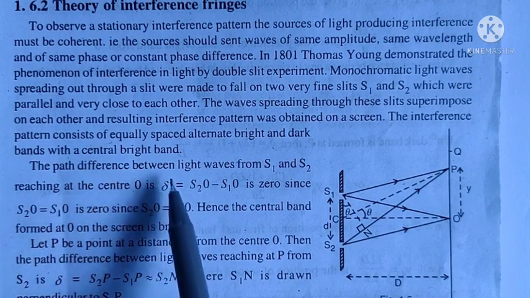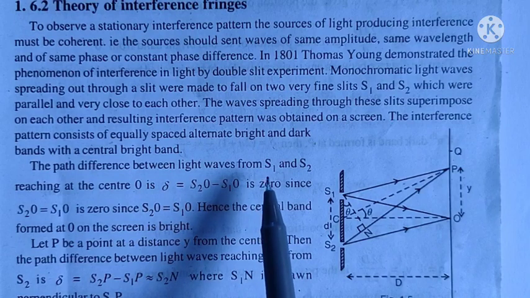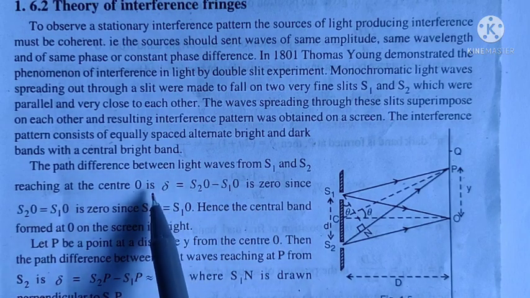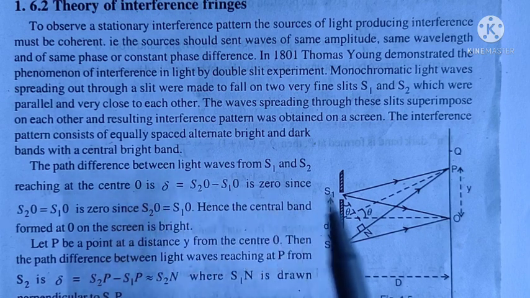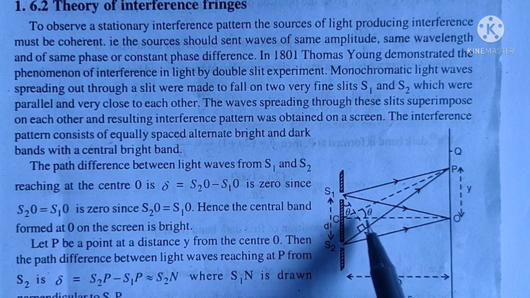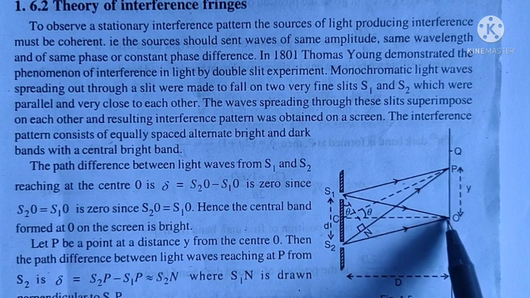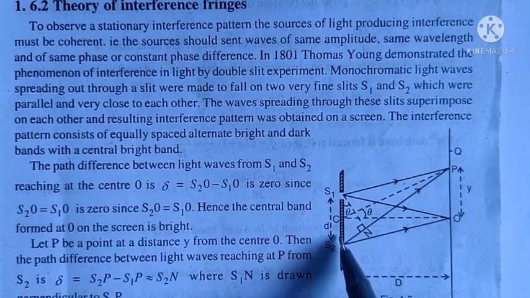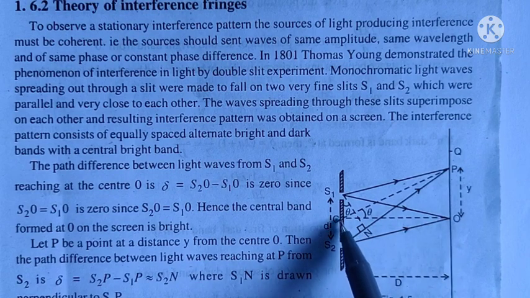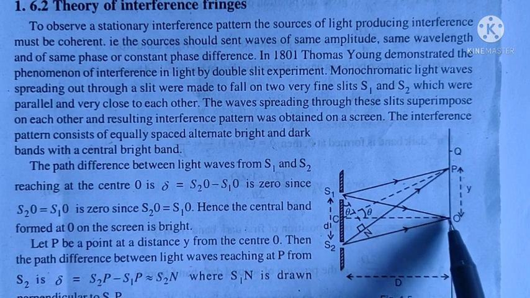Now the path difference between light waves from S1 and S2 reaching at the center is 0. This is the center of these slits. This is S1, this is S2, and the center of the slit is C. So if you are drawing a line to the screen, this point is marked as O.